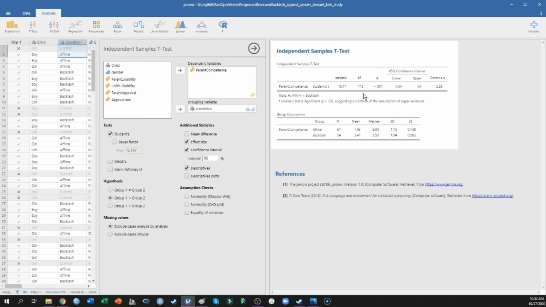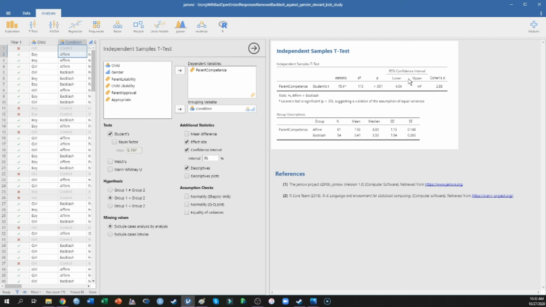My p-value is less than 0.001 here, so some people might say that this is highly significant, but I'm just going to say that it is significant. So participants in the affirmation condition were perceived as significantly more competent than parents who were in the backlash condition. I then have my 95% confidence interval. This is giving me the interval in which we are 95% confident the real population difference is falling.